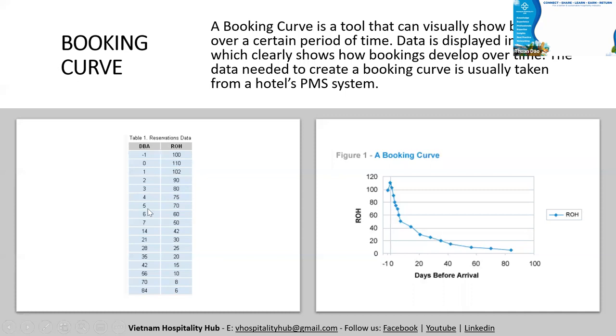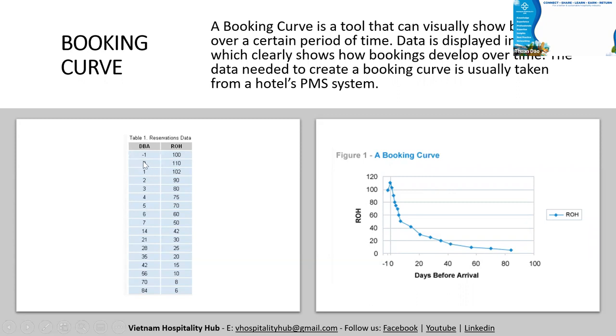So you can do it by number of reservations, or by room nights, or by room revenue. Here the data is showing the number of reservations by day before arrival. Let's say we break the days before arrival in this period from 84 days to minus 1 day. Let me explain a bit.